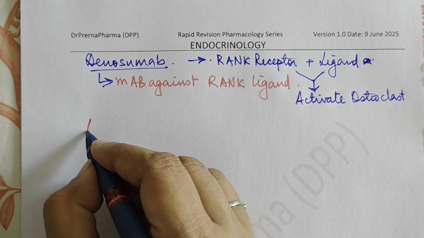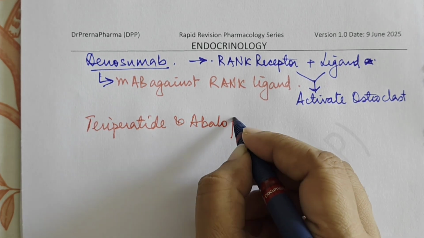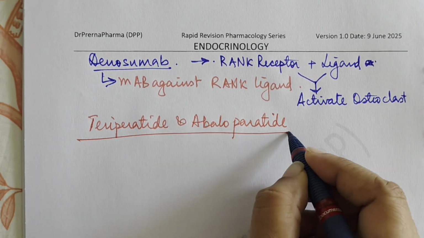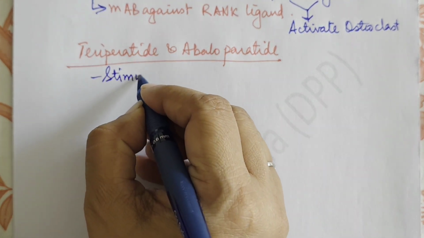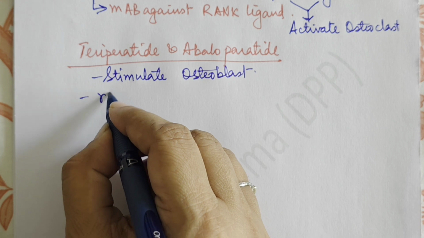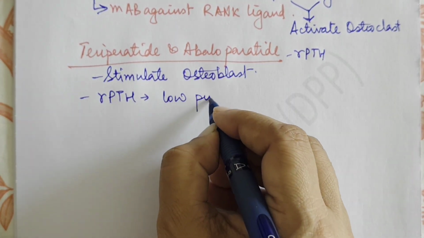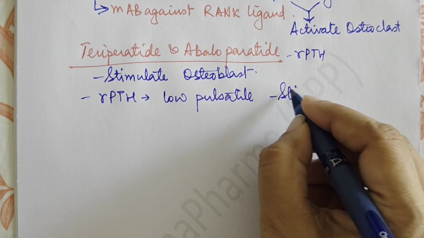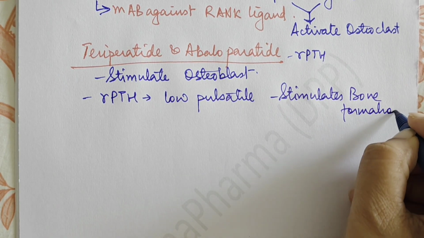Then the next drugs that we have are teriparatide and abaloparatide. Okay, so what do teriparatide and abaloparatide do? They basically stimulate osteoblast. Now this is a recombinant parathormone, so when recombinant parathormone is given in low pulsatile doses, it actually stimulates bone formation. Because see, what does parathormone do? Parathormone causes bone resorption.